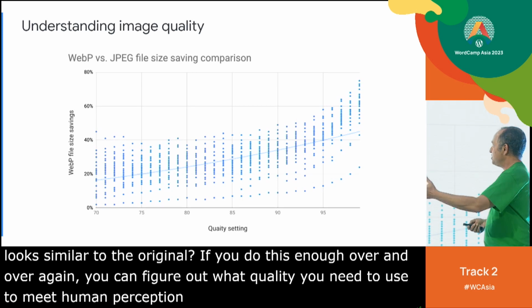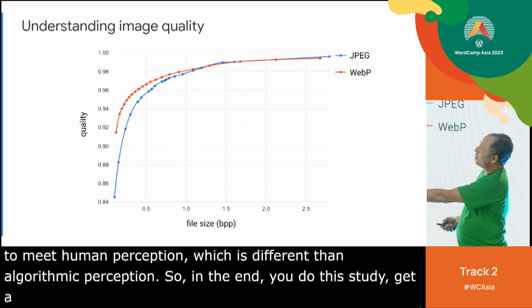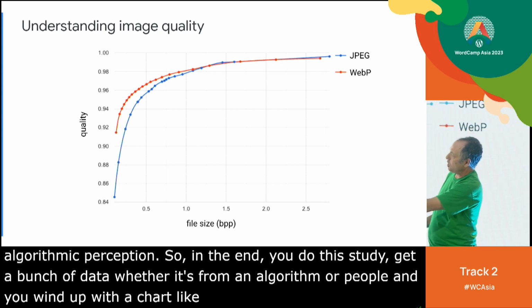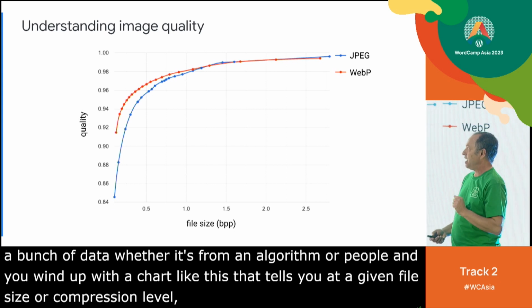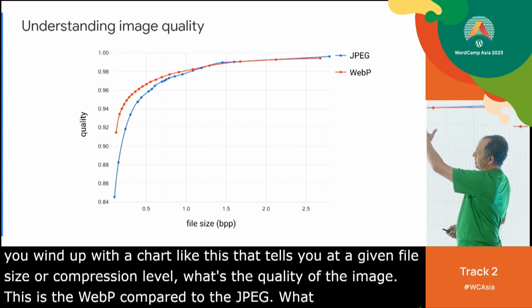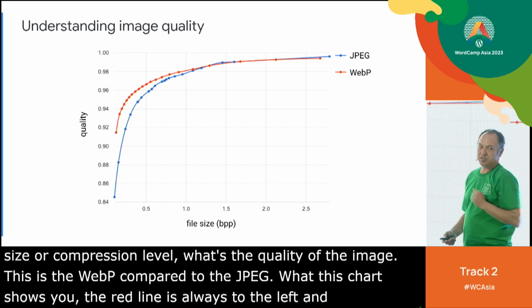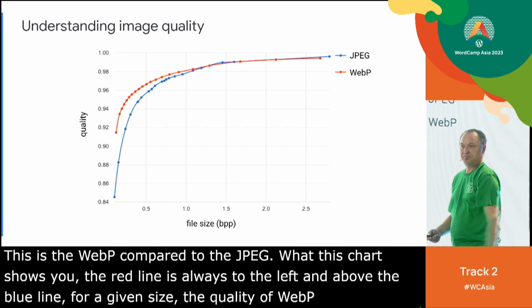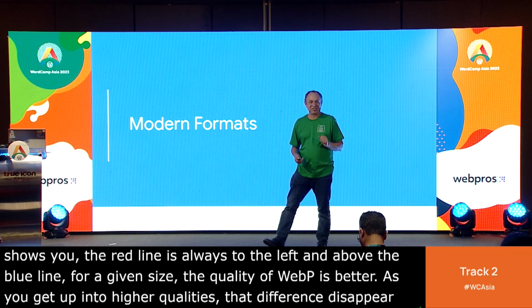So in the end, you do this study, you get a bunch of data, whether it's from an algorithm or people, and you wind up with a chart like this that tells you at a given file size or compression level, what's the quality of the image. And this one here is comparing the WebP format to the JPEG format. And what this chart shows you, because the red line is always to the left and above the blue line, is that for a given size, the quality of WebP is better. As you get up into higher qualities, that difference disappears. That's what the chart is showing us. So let's talk about the modern formats, and then you'll see why I was talking about the quality.